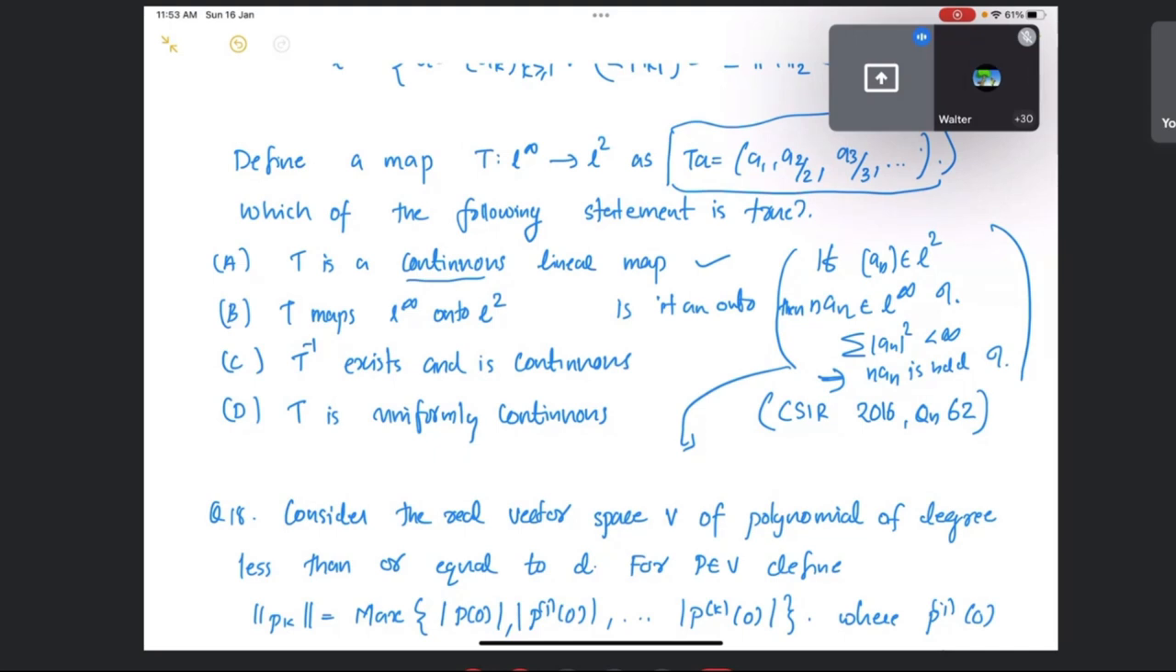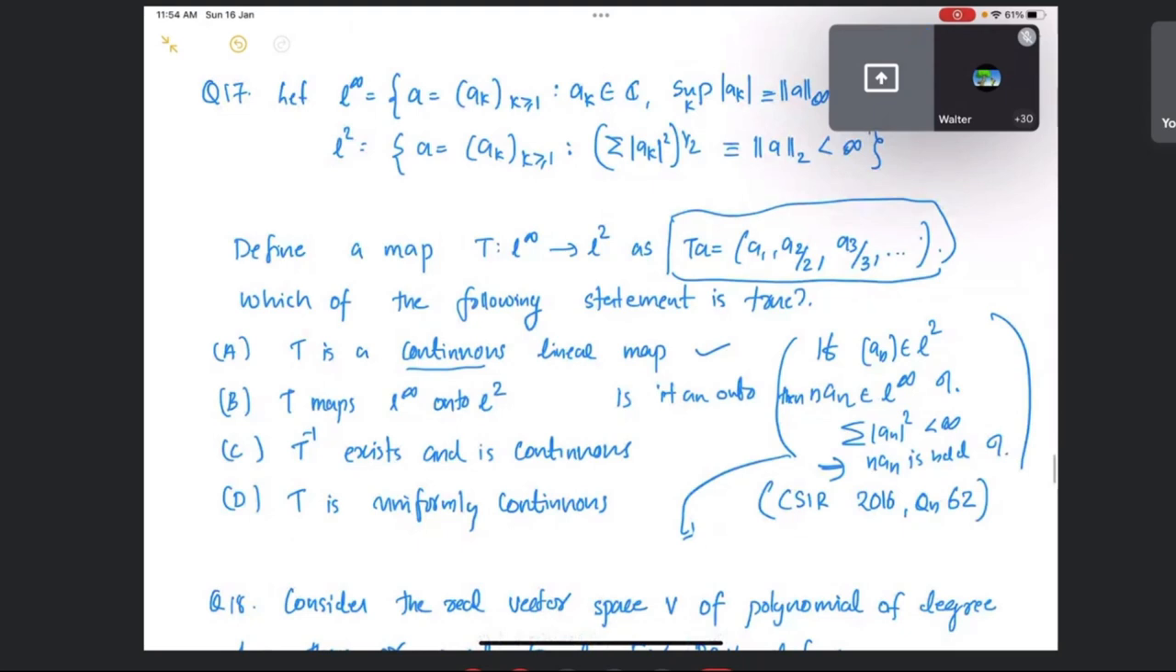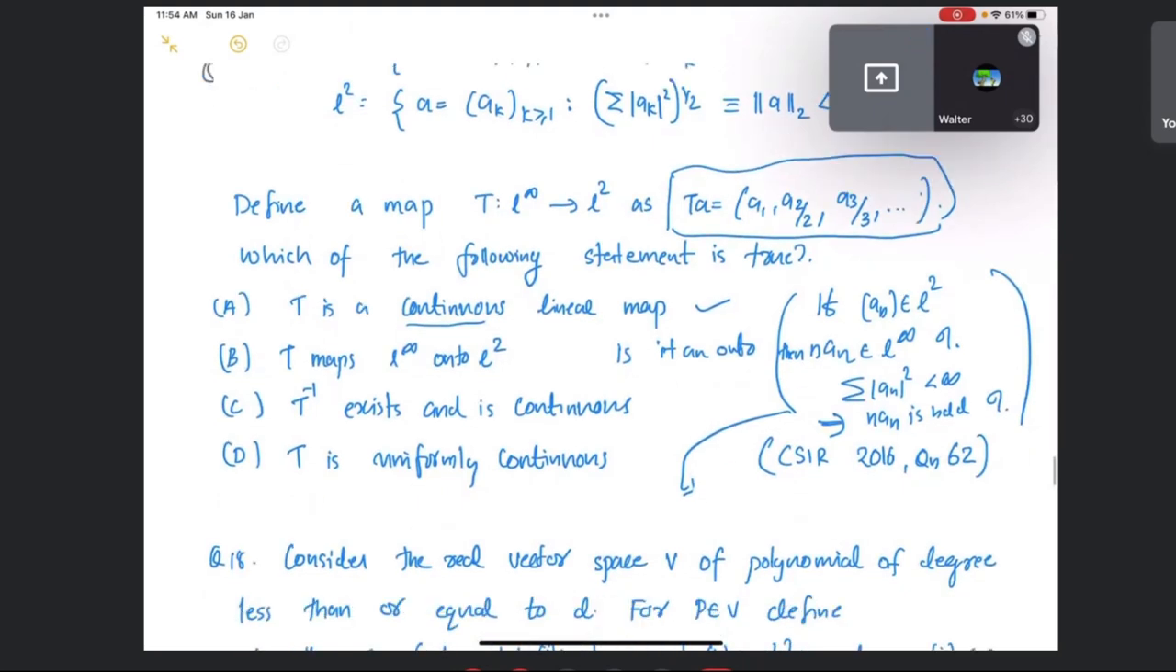So how to do that? Can you give me an example where this is not true, that summation a_n square converges and... 1 by n, a_n is 1 by n. If a_n is 1 by n, then n a_n will be 1, right? So it is bounded. Here it is given that you can take this a_n from the complex field.